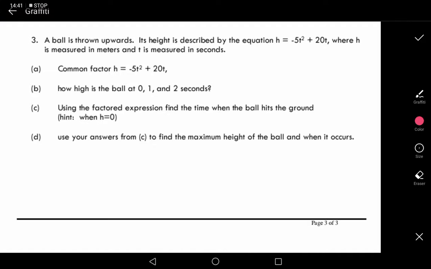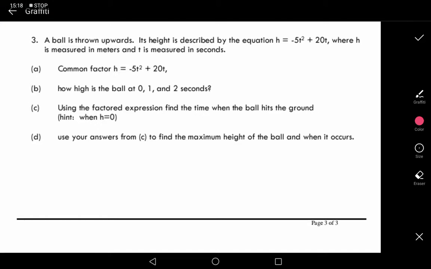So it says a ball is thrown upwards. Its height is described by the equation h equals negative 5t squared plus 20t, where h is measured in meters and t is, sorry, t is measured in seconds, not meters. So h is your height, and t is your time in seconds. Okay, so this is the equation. Picture yourself, I'm sure everyone's thrown a ball at one point in their lives. Picture yourself throwing a ball. This is the equation that is going to describe it.